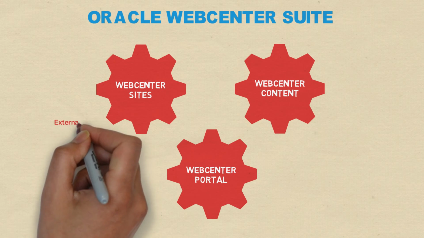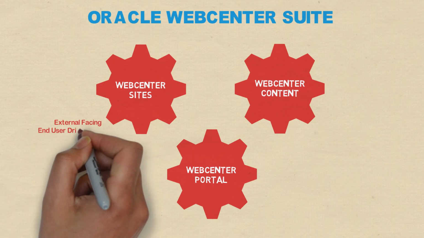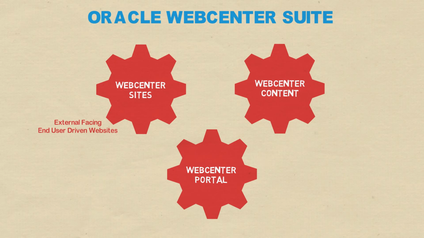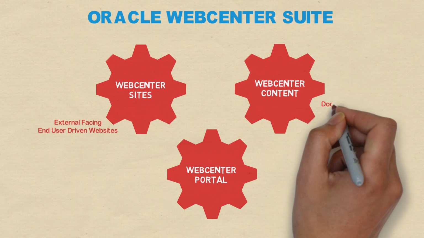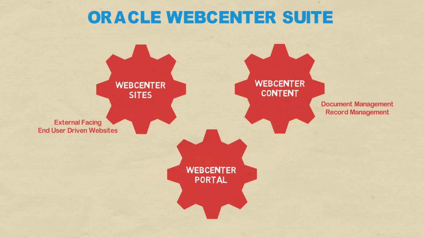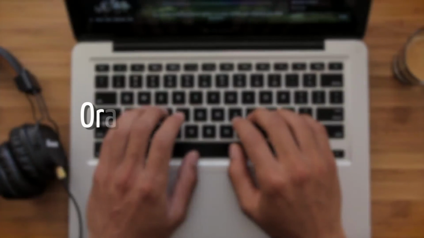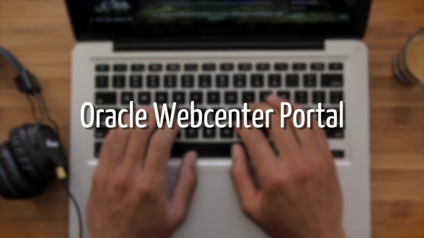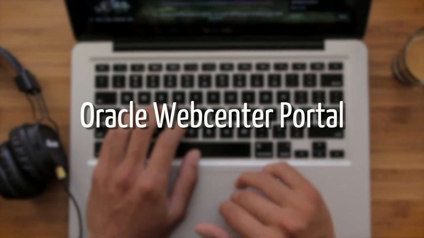WebCenter Sites is mostly used for external facing and end user driven websites, and it was previously owned by FatWire. WebCenter Content is basically a document or record management product, and it was previously called UCM, Universal Content Manager. And WebCenter Portal is for enterprise and composite applications with various portlets and pagelets, which connect to various backend systems. Now let's discuss some basic concepts and terminology of WebCenter Portal.